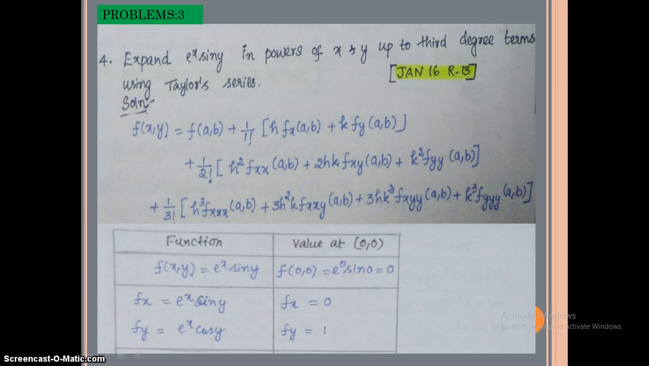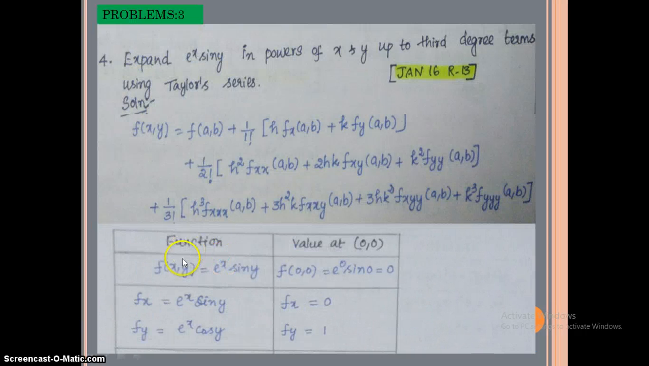Expand e power x sin y in powers of x and y up to third degree terms using Taylor series. So first write the Taylor's formula, we can write as it is. I will not explain it again here, this one is familiar. So what is h here? h is nothing but x minus 0, so we get x. k is nothing but y minus 0, we get y. So first we can find the first derivatives.